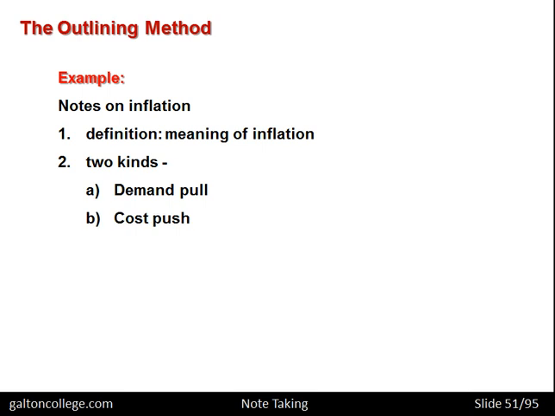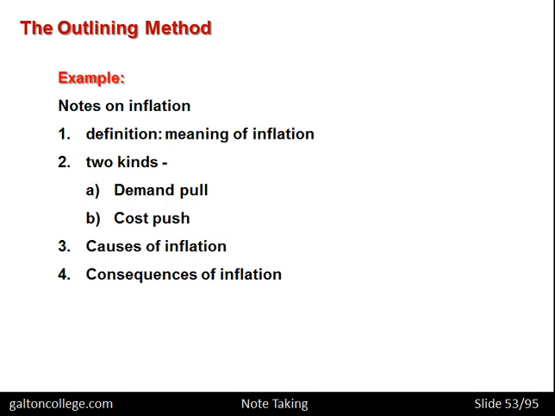You can see here that the outlining method, this example on inflation, we're simply outlining the various points. So we have the definition of inflation. That's our first, if you like, indent. Then we have the second, which is there are two kinds of inflation that we may identify. Demand pull and cost push. And these are indented again under the two kinds. We have the causes of inflation and the consequences of inflation. Again, indenting, we have unemployment and balance of payments. So that's the outlining method.